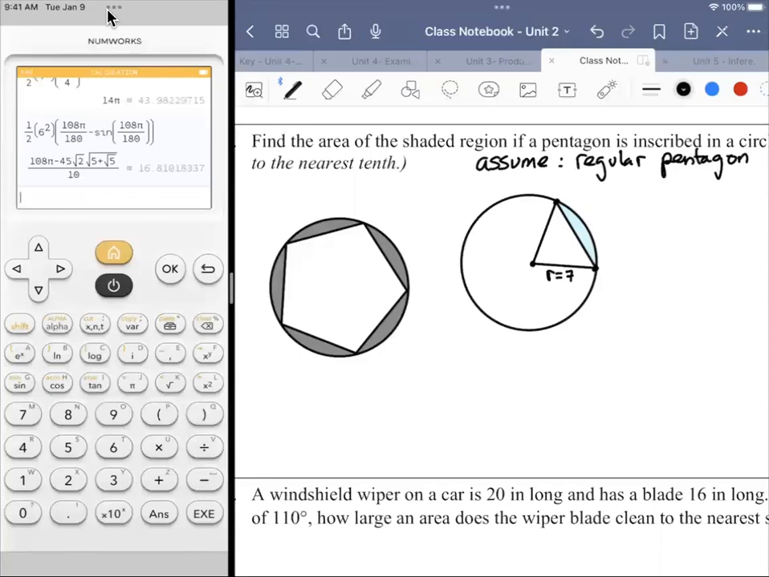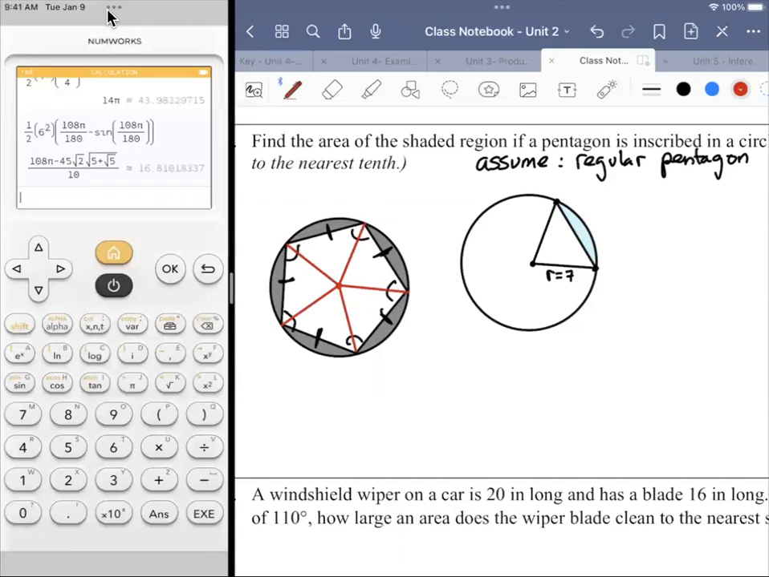All sides and angles are congruent. So each one of these sides is equivalent to each of the other sides. It also means that each of these angles are congruent. But another property of a pentagon is that if you were to draw line segments from the center to the vertices of the pentagon that's inscribed in the circle, those triangles will all be congruent. They're all going to have the same angles and sides.